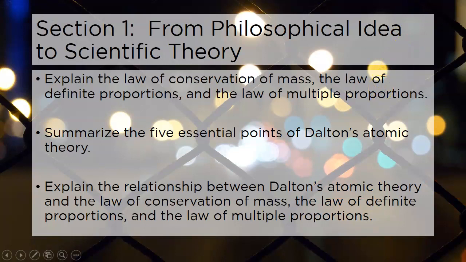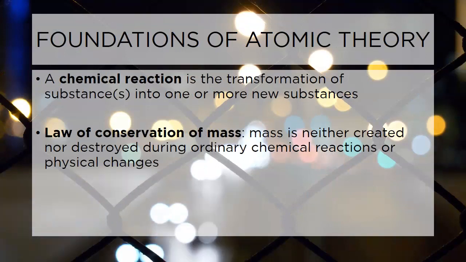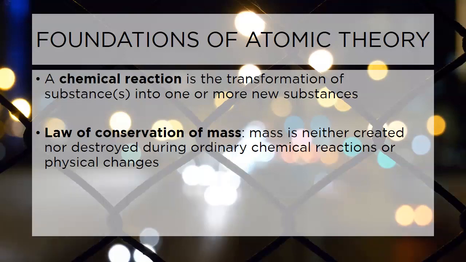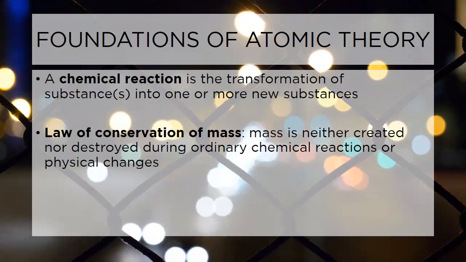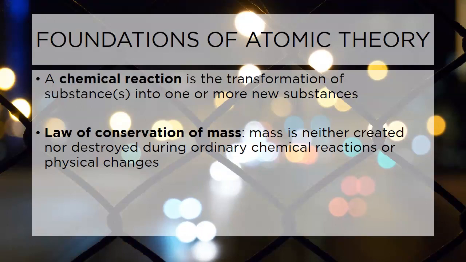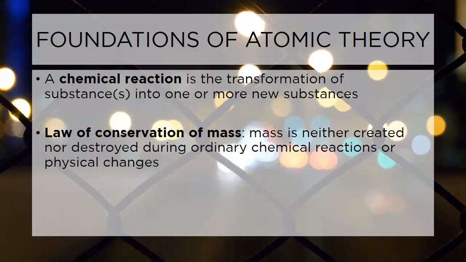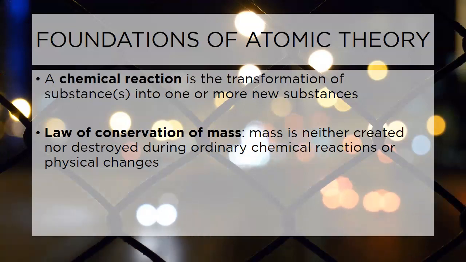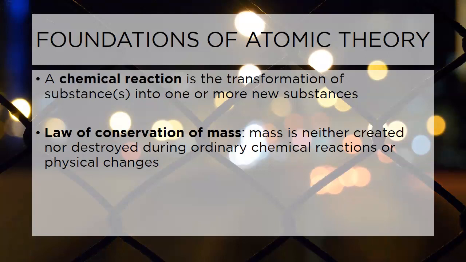So just a recap from previous chapters here. We talked about a chemical reaction. We looked at the lab on different physical and chemical changes. But the definition of a chemical reaction is essentially the transformation of a substance into one or more new substances. Another thing we have to be aware of is the conservation of mass, which says mass is neither created nor destroyed during ordinary chemical reactions, meaning our everyday chemical reactions, nothing nuclear related or physical changes.